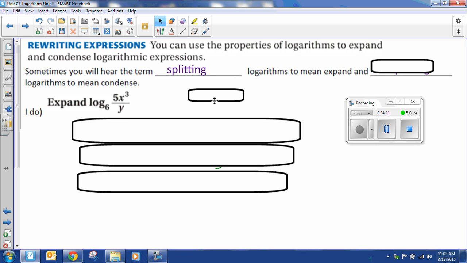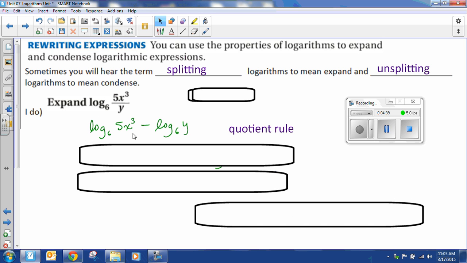And here's some vocabulary for you. Sometimes you will hear the term splitting logarithms to mean expand, and unsplitting logarithms to mean condense. Let's jump in and look at it. Expand log base 6 of 5x cubed over y. Now there's a lot going on in here. We have division, we have multiplication, we have powers. So we're going to use all 3 properties that we just learned about.